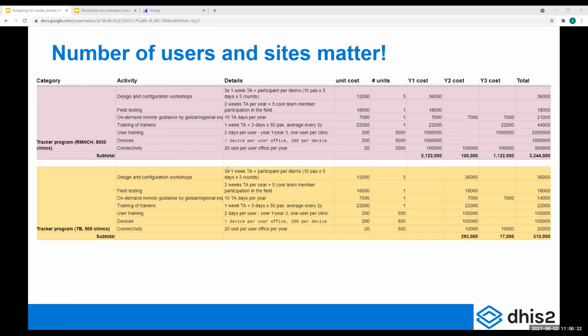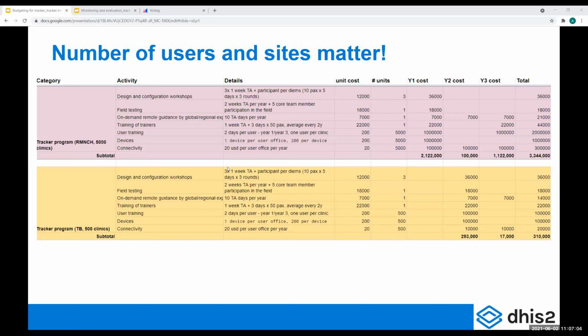My next slide is just to highlight that it's really the number of users and sites that matter in terms of driving up the costs. And sometimes it's harder to get funding for these local costs than to get funding for TA. So very often, for many projects at least, through HISPU.io, we can help with covering TA costs through various contracts that we have. So we can help with getting that one person to help you configure your system, but that's not the big cost of your tracker program.